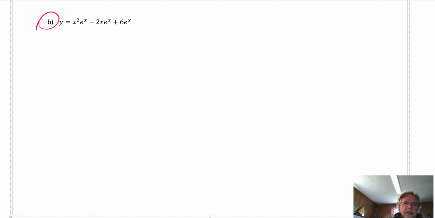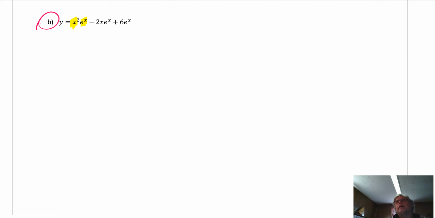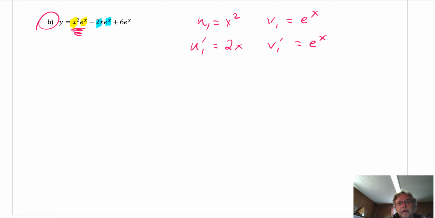In example B, we're going to have to use the product rule on both of the first two terms. This is x squared times e to the x. And then we're going to need the product rule again with 2x times e to the x. Okay, so let's call u1 equal to x squared and v1 equal to e to the x. I'm working on the first term here, x squared times e to the x. So u1 prime would be 2x, and v1 prime would be e to the x.